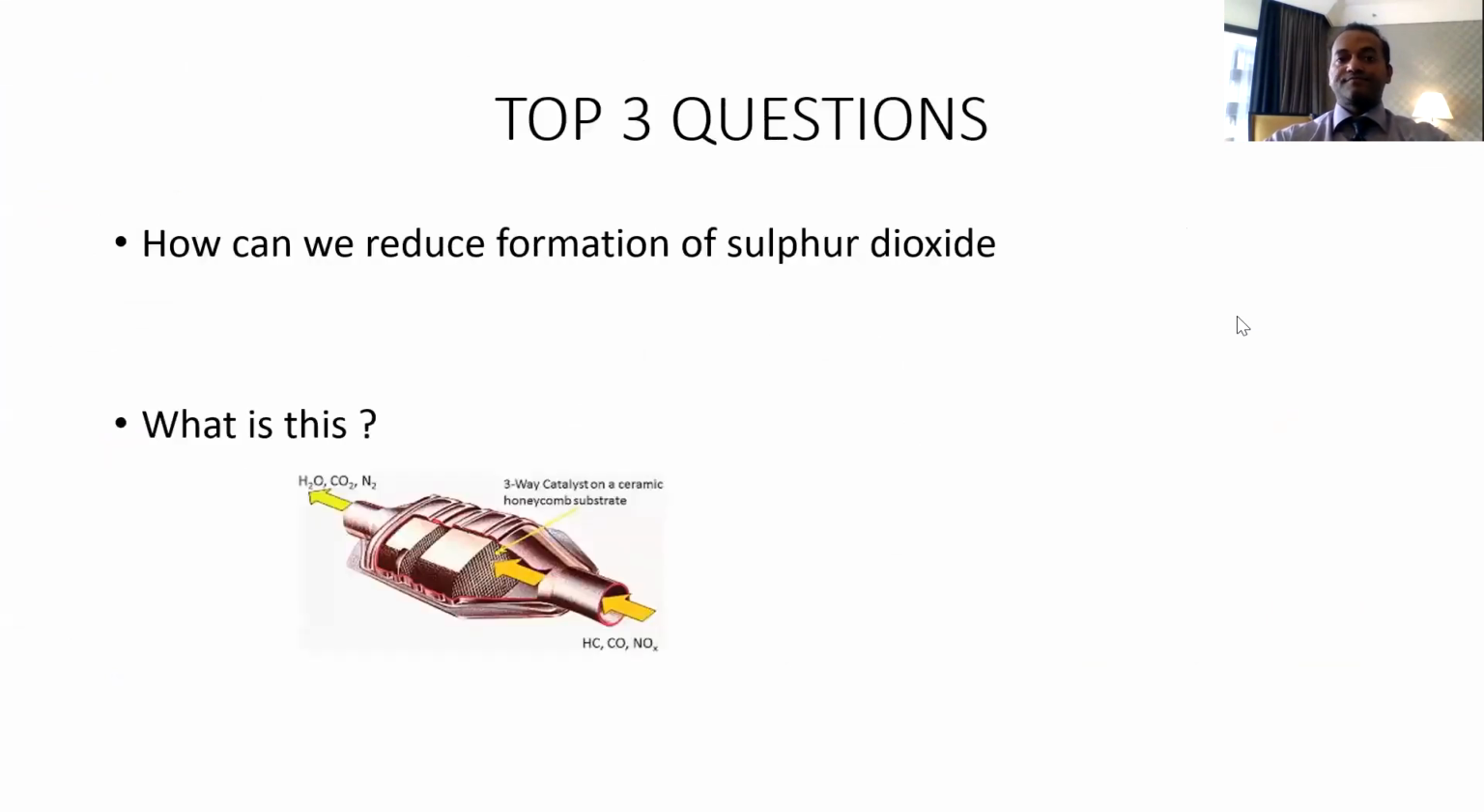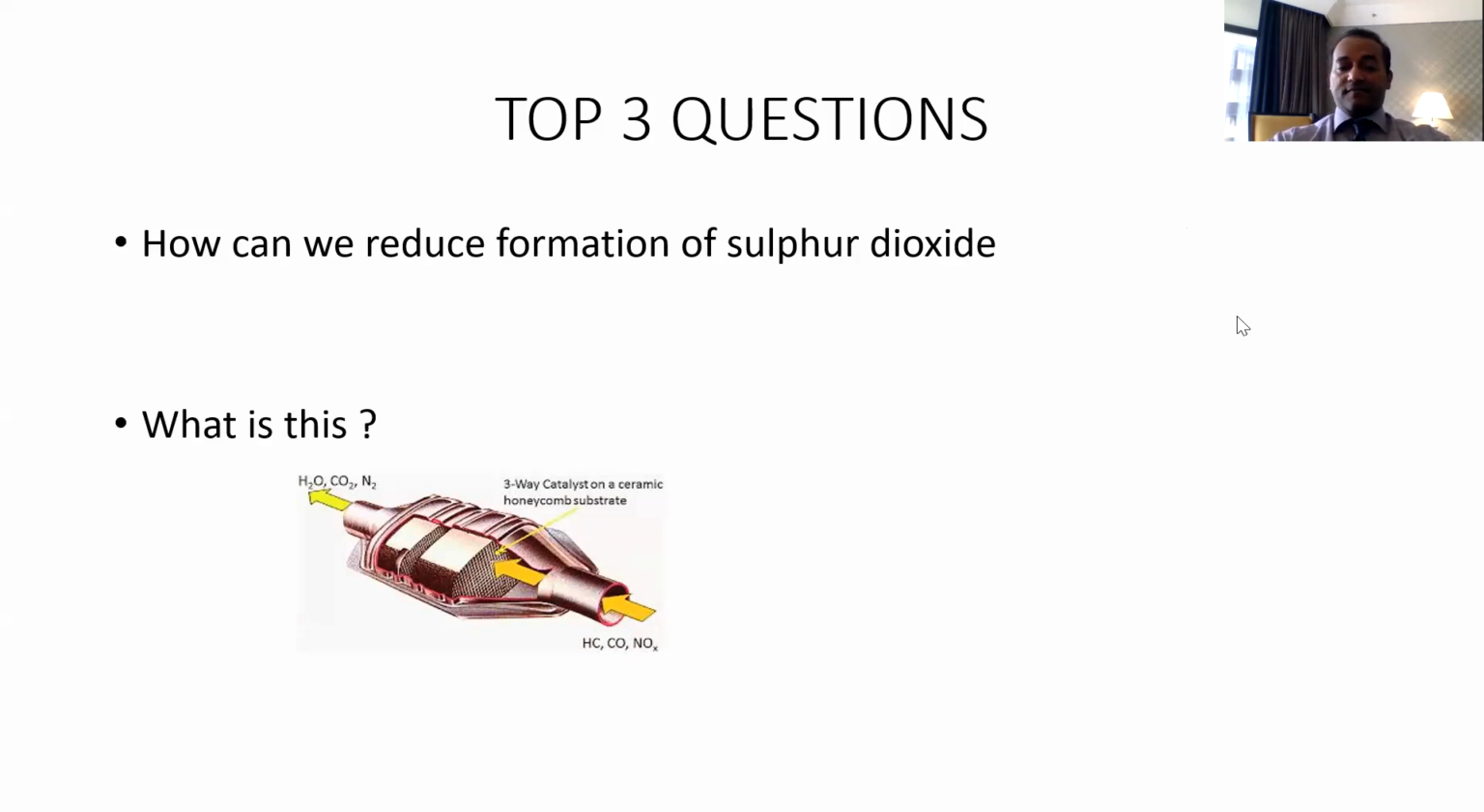Okay, so, top 3 question. However, I only have 2 questions for you today. How can we reduce formation of sulfur dioxide? That's number 1. Some of you, from watching the second lesson, have known that sulfur dioxide is produced as a byproduct of combustion of fossil fuel, that is basically coal, petroleum, and gas.